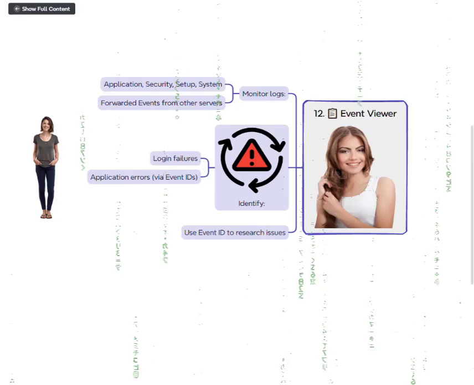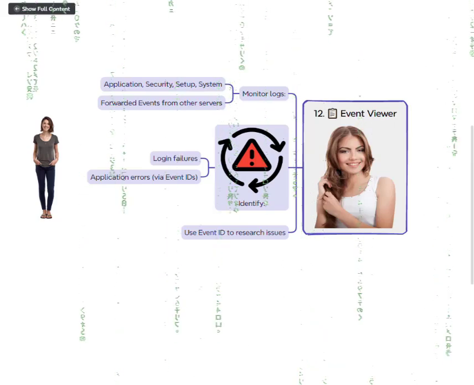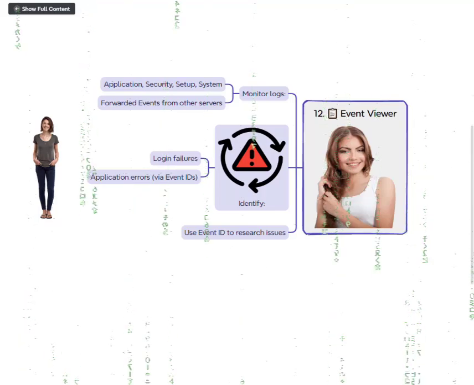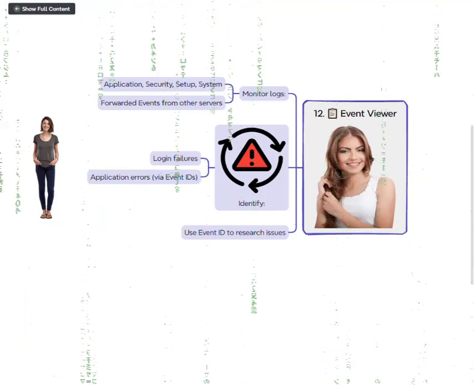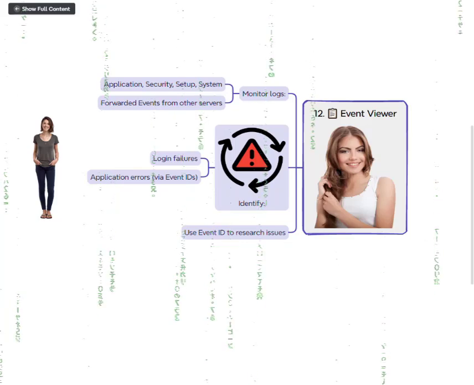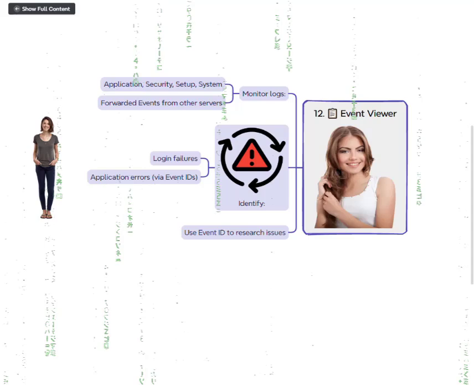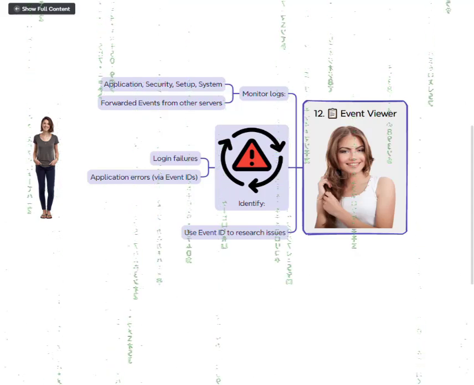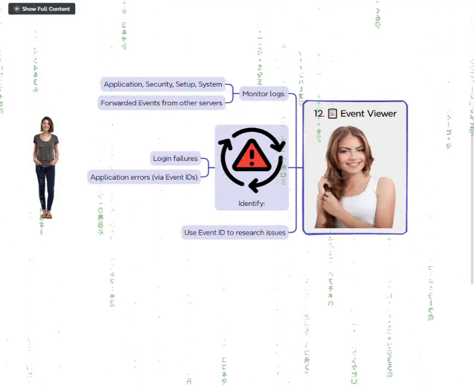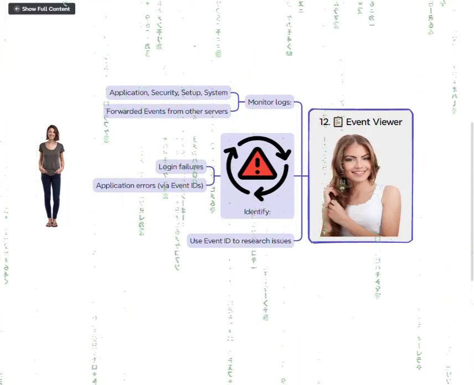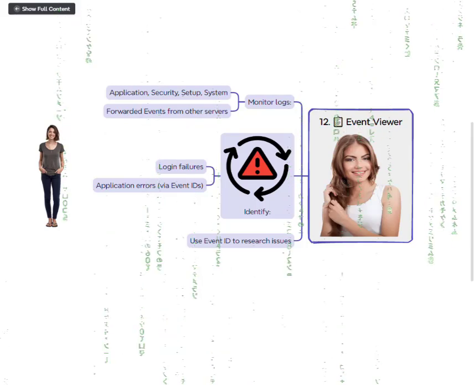12. Event Viewer. Event Viewer is like your server's diary. It keeps track of everything happening: logins, app errors, warnings, and more. It's where you go to troubleshoot issues or just see if things are running smoothly. Logs are split into categories like application, security, and system. Security logs in particular are gold for spotting unauthorized access or repeated failed login attempts.